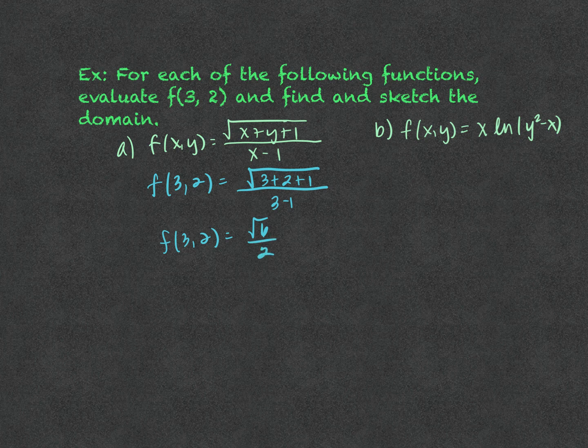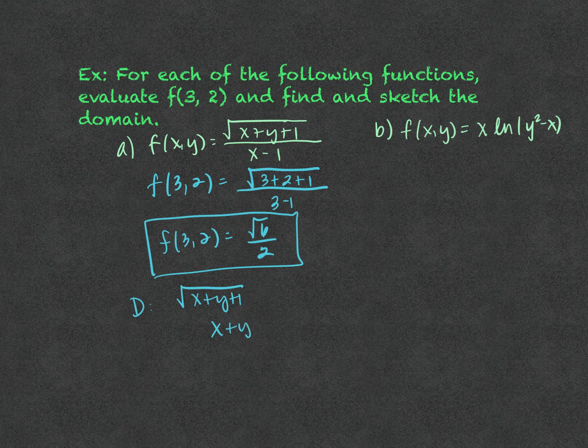And let's look at the domain. So this is the first part of the answer. Now for the domain, let's look at the top. You have the square root of x plus y plus 1. So we know that when we have a square root, x plus y plus 1 has to be greater than or equal to 0.